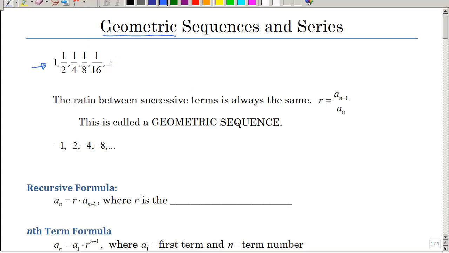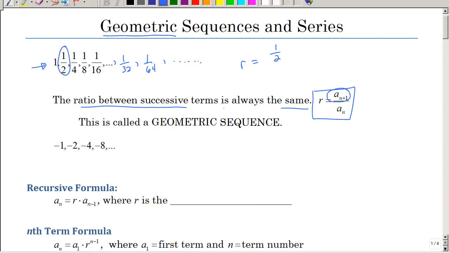Seems like we're multiplying by 1/2 every time, so we could extend this on forever. This is a geometric sequence because the ratio between each term is always the same. That ratio is the one term on the right divided by the term on the left. You can take any two terms and do that. So if I take these, I would take 1/16 and divide it by 1/8, and you would get 1/2. That is called their common ratio.